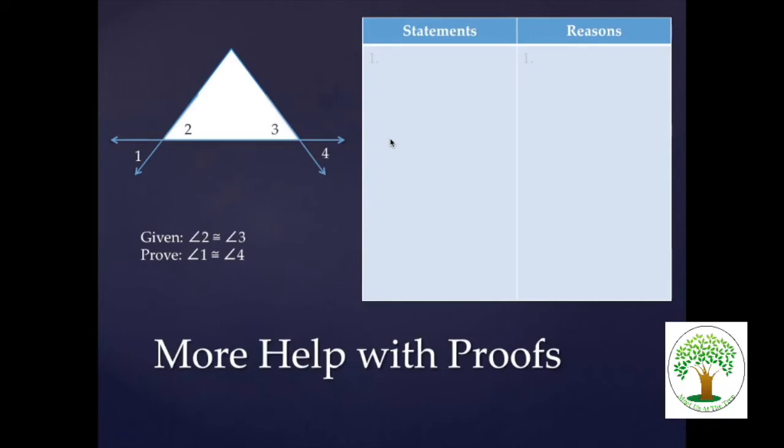The first thing I would do, I told you there were 2 things you need to do. First, what do you do when you're doing a proof? Mark your diagram. So I would mark that 2 and 3 are congruent. Then I will look at this and find something that's true about it. Based on that diagram, 3 and 4 are vertical angles, so 3 and 4 are congruent.